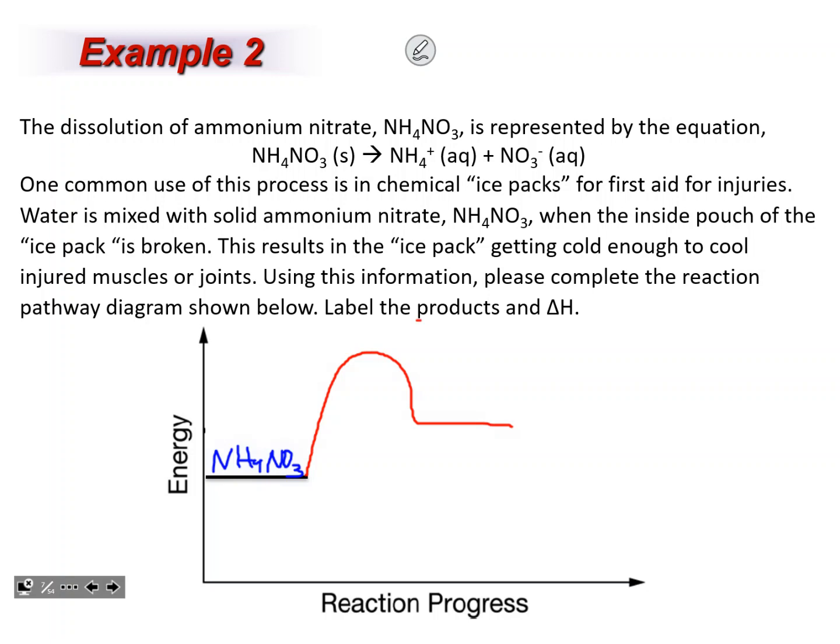Then it also says to put in the product, so here I would write in my NH4 plus and my NO3 minus. Over there, I guess you could just put a plus sign in there. I'll do that. So NH4 plus and NO3 minus, like so. And then you would get your point for drawing it in correctly.